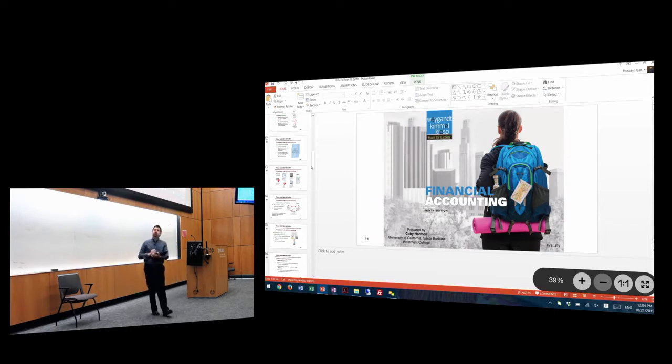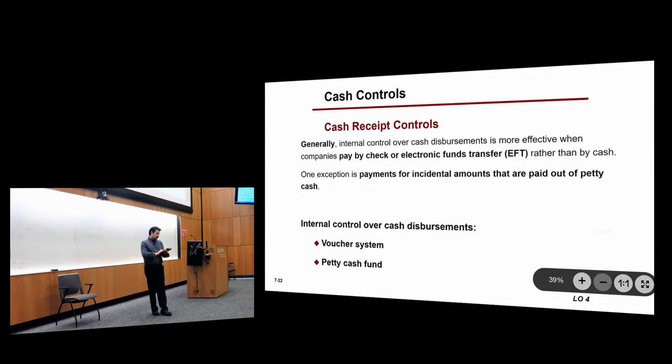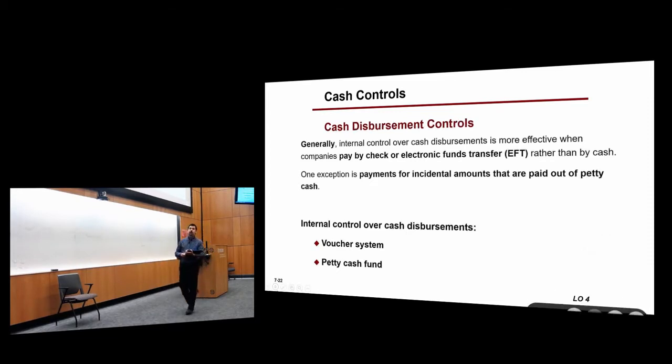We discussed cash receipts. Okay, now we'll talk about cash disbursements. This is when the company pays cash. Okay? And again, this is a very important part for the company. It's a high-risk area of the company. Why is that?